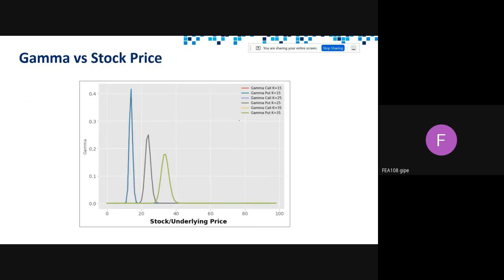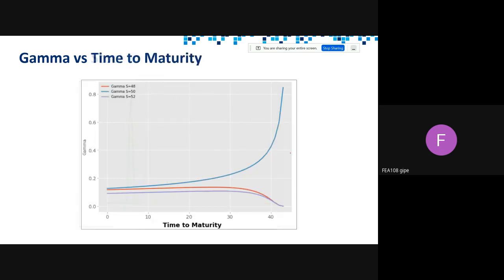So this is what happens to the gamma versus the stock price. I should not have done gamma call, gamma put. Call and put are exactly the same. That's why you're seeing three curves. This red curve got blurred by this blue curve. They're exactly the same. But you can see that at the strike price K equal to 15, the gamma just shot up.